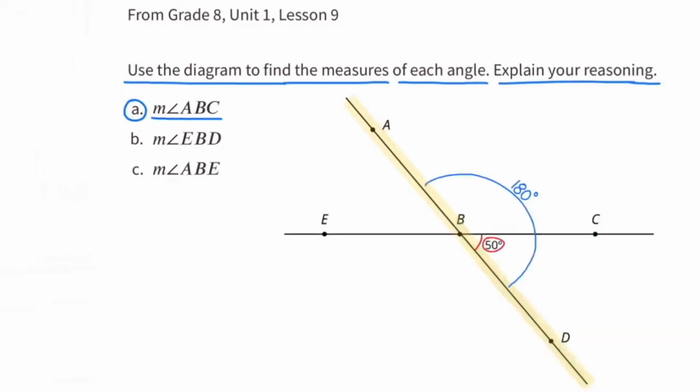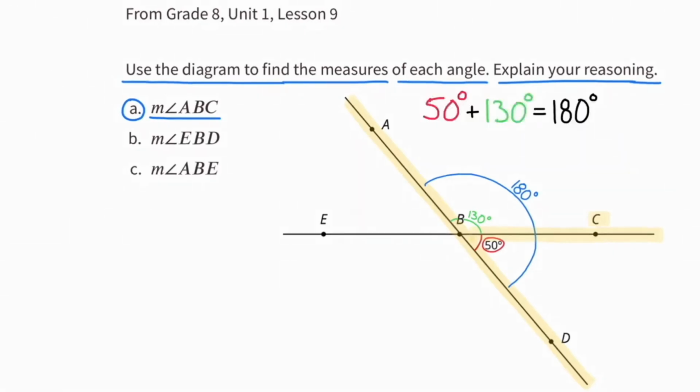Angle ABC plus 50 degrees will equal 180 degrees. So 180 degrees minus 50 degrees will equal the measure for angle ABC. Since 180 minus 50 is 130, angle ABC is 130 degrees. And we can double check that by adding it. 50 degrees plus 130 degrees equals 180 degrees.